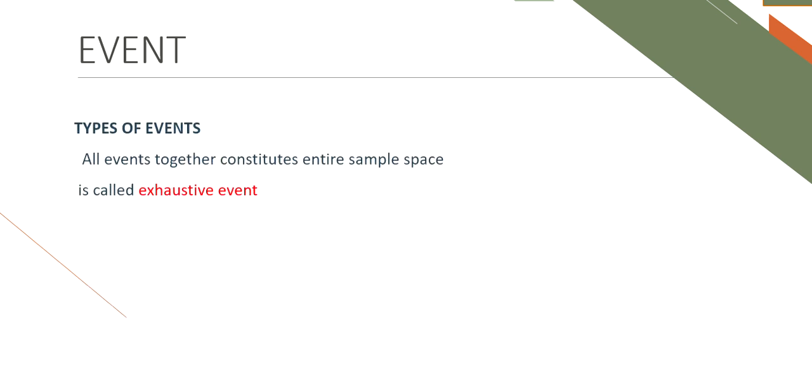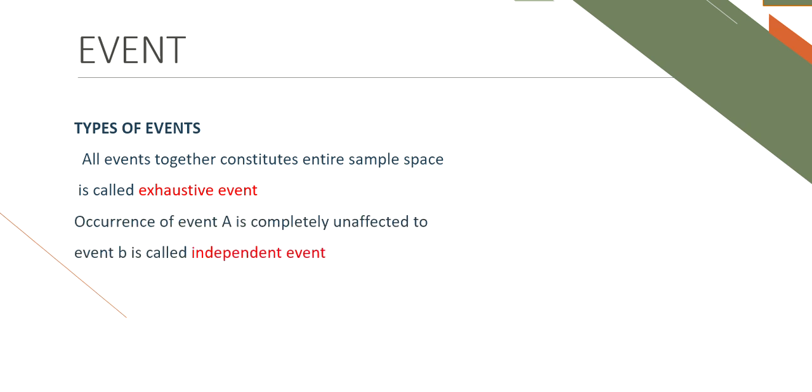Next, continuing with the event types, we have three more. One is the exhaustive event. Exhaustive event means together they constitute the entire sample space, containing all the contents of the sample space. Next, the occurrence of A is completely unaffected by B. A occurred but it does not affect B. So that is an independent event.